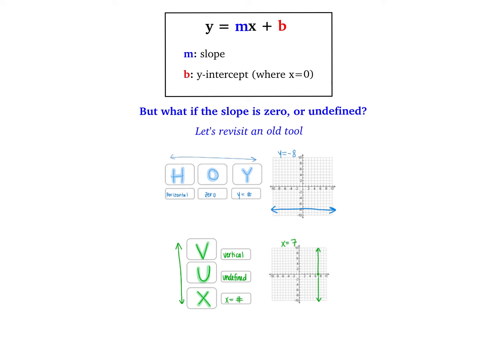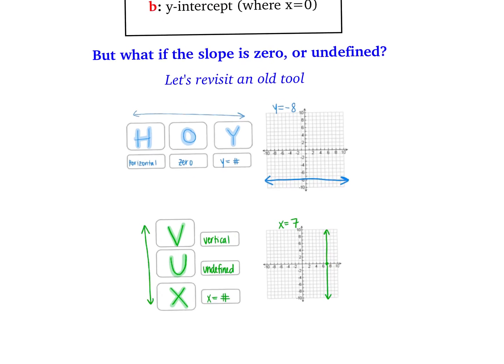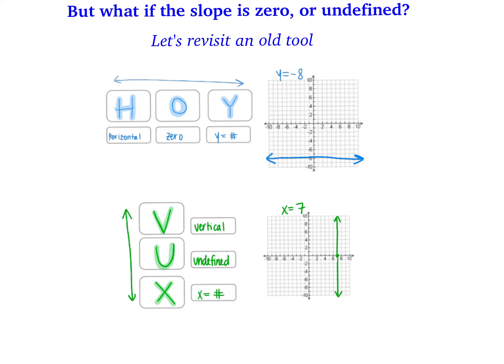So in this video, we're going to look at what if the slope is 0 or what if it's undefined. And to do that, we're going to revisit an old abbreviation tool that you may be familiar with, and that would be HOY and VUX. So you first learned that HOY helps you remember that these horizontal lines have a slope of 0, which means the equation is y equals a number.